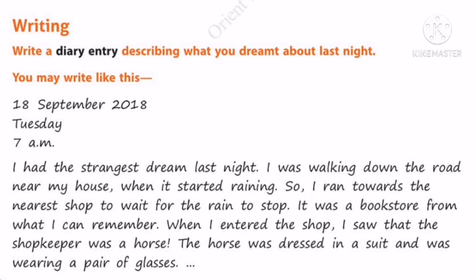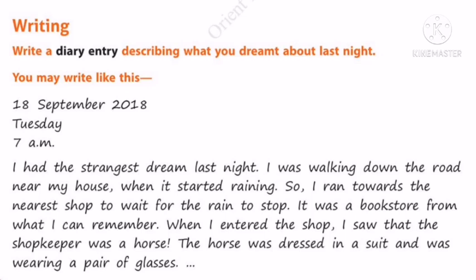The diary should always be in first person narrative, which means you can use the subject I. I had the strangest dream last night. I was walking down the road near my house when it started raining. So, children, here we use I, because it is first person narrative, you are writing the diary, right? So you have to use I. And diary entry is always in past tense. See, I ran towards the nearest shop to wait for the rain to stop. It was a bookstore from what I can remember. When I entered the shop, I saw that the shopkeeper was a horse. The horse was dressed in a suit and was wearing a pair of glasses.